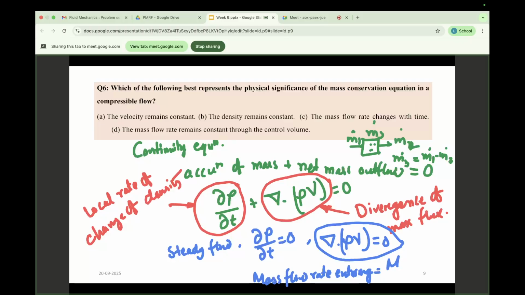Should be equal to mass rate outgoing. Okay. So that is the fundamental here. So which will be the correct option? So this is your mass conservation equation in a compressible flow. So in a compressible flow they are talking about, that means rho can change.